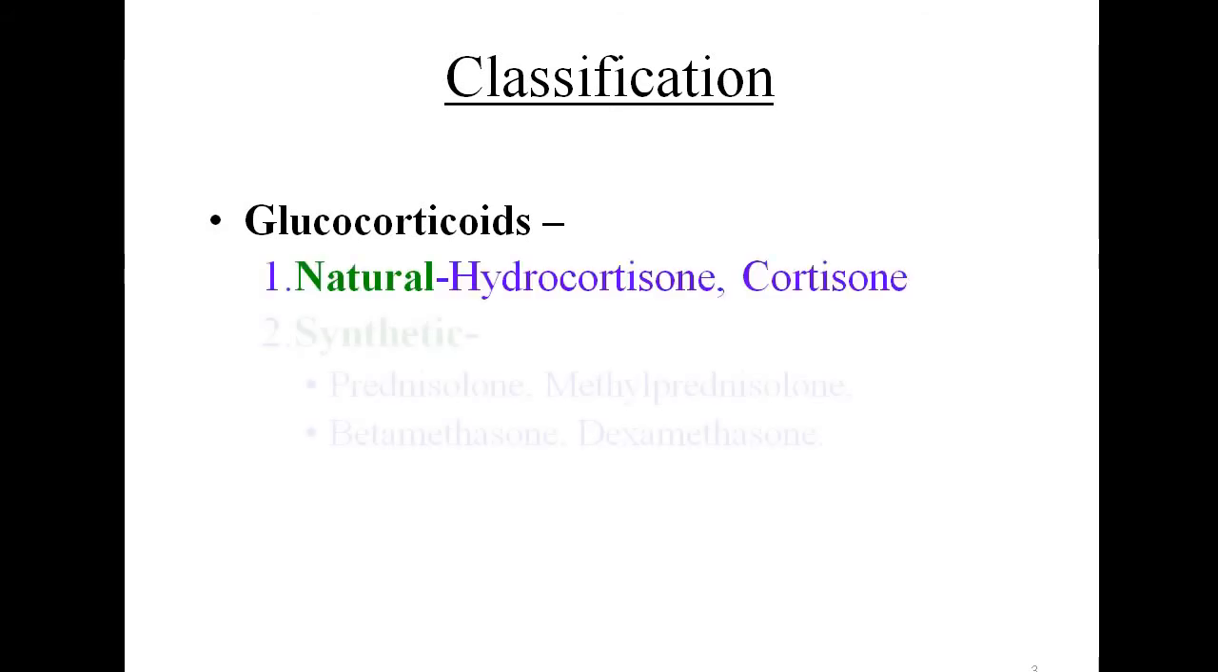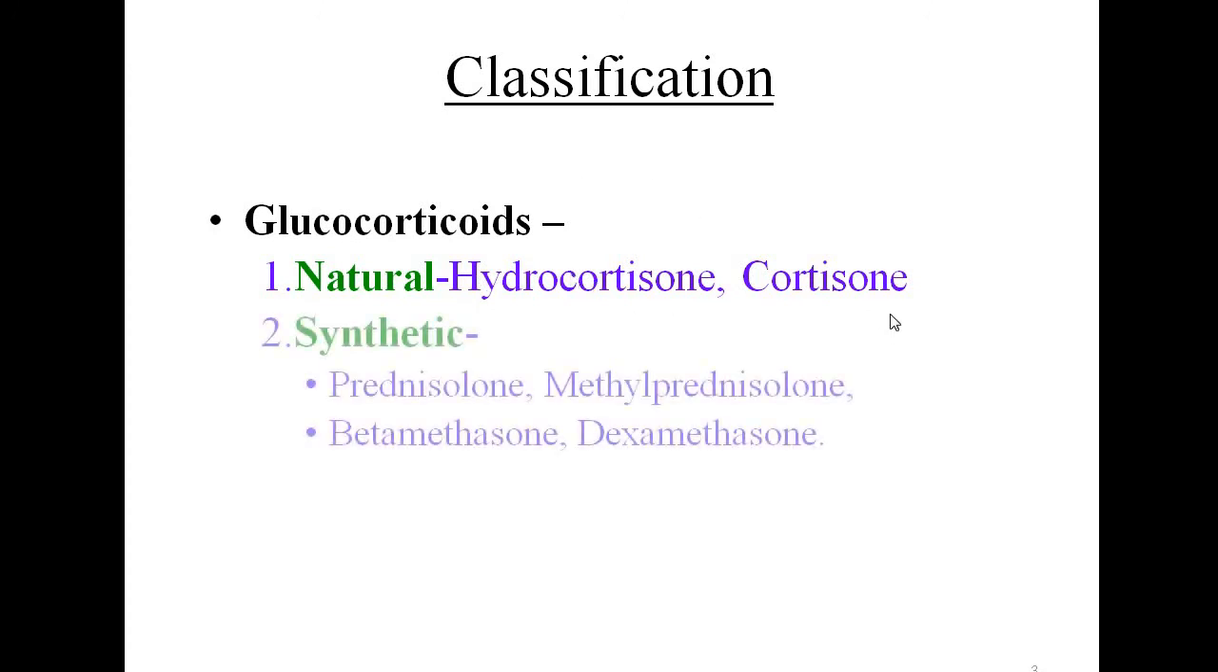Now the classification of the glucocorticoids. They are called glucocorticoids basically due to their influence on carbohydrate metabolism. The classification is based on source, potency and route of administration. So we have the natural corticosteroids, namely hydrocortisone and cortisone. Then the synthetic ones: prednisolone, methylprednisolone, betamethasone, dexamethasone.